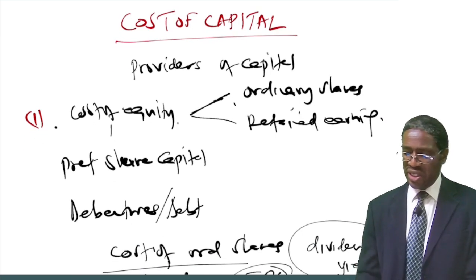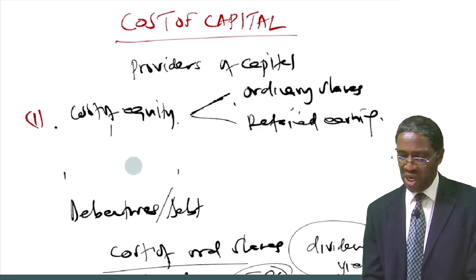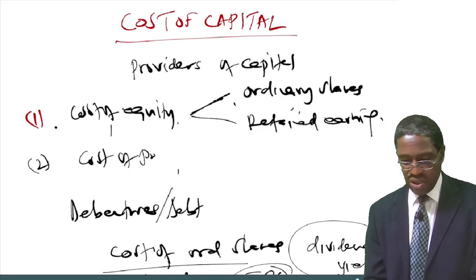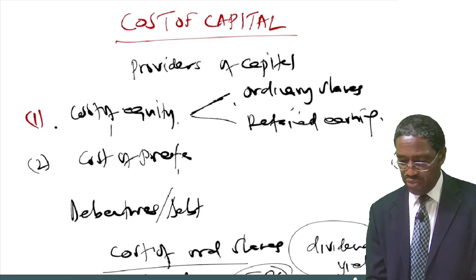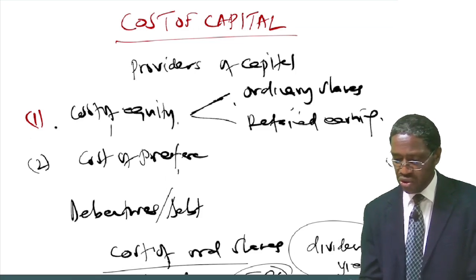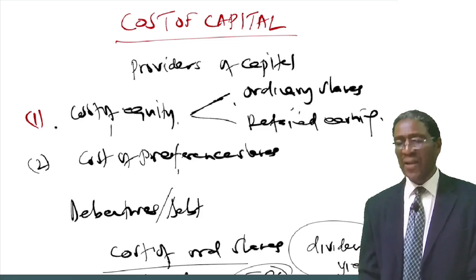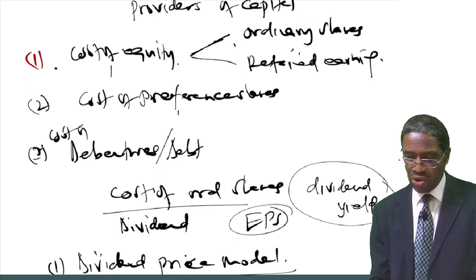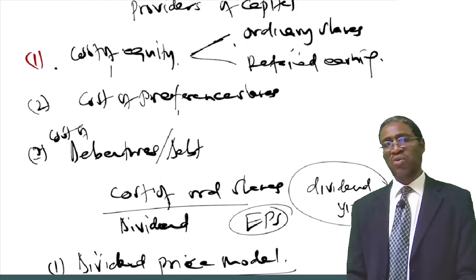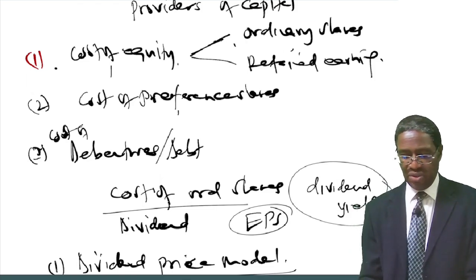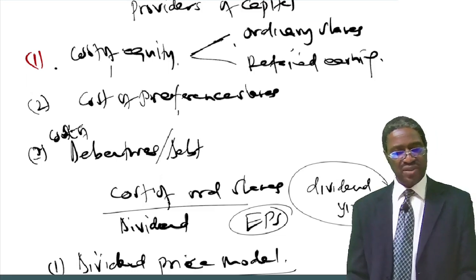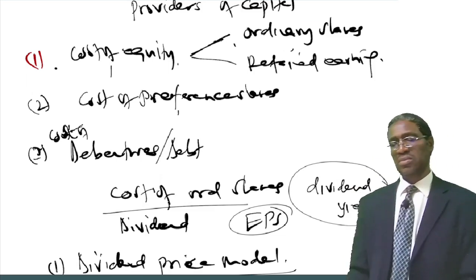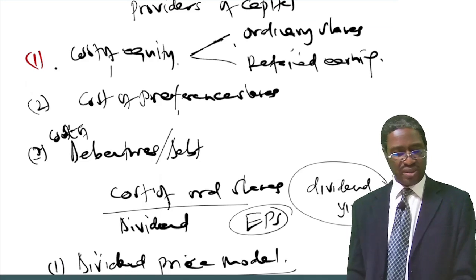Then number 2, the second cost of capital is what we are calling cost of preference share capital. Number 3, call it cost of debentures stroke debt.